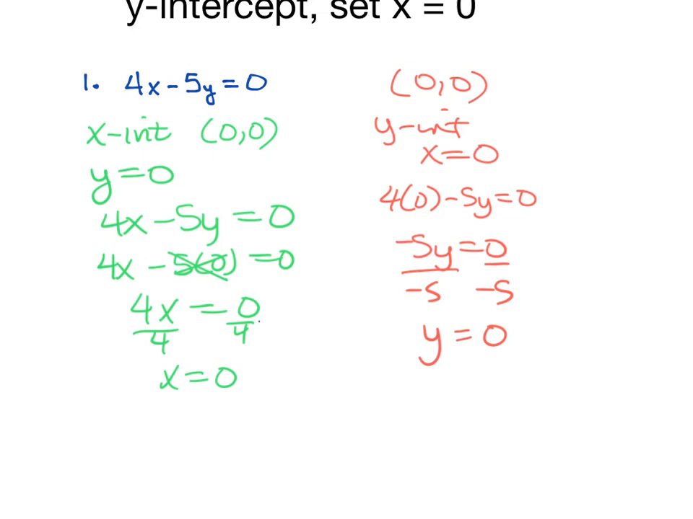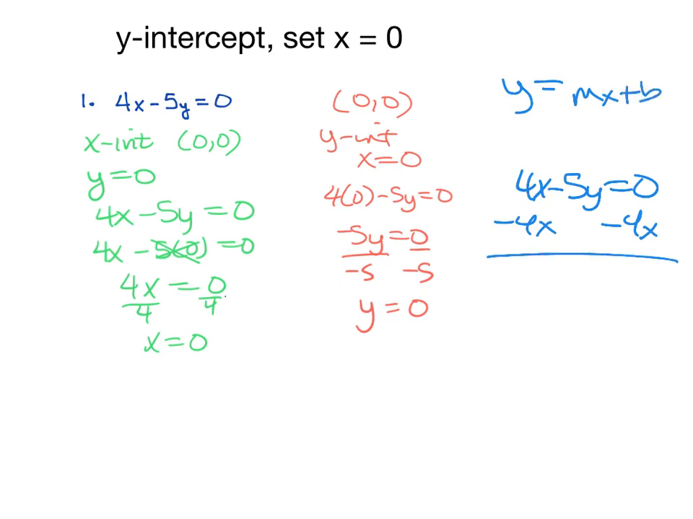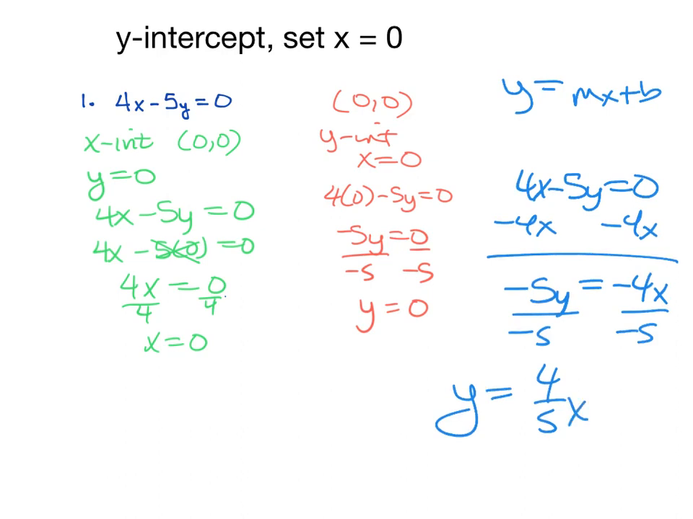Or I could rearrange this into slope-intercept form. So let's say I wanted to graph this. I already know I have 1 point. It's going to be 0, 0. So what I could do is take 4x minus 5y, move the x over, because I want to put it into y equals mx plus b. Negative 5y equals negative 4x. Divide, y equals 4 over 5x. Notice the b, the y-intercept, is 0, which I just found.